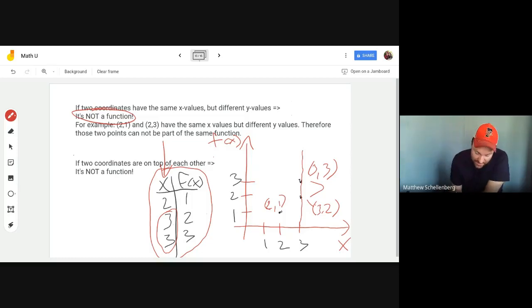They give you different things. One time it's a 2, and another time it's a 3. So that means it's broken because those 2 coordinates are on top of each other. So that tells me it's not a function.